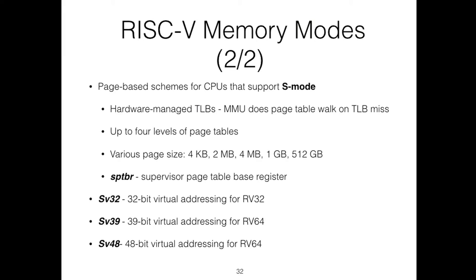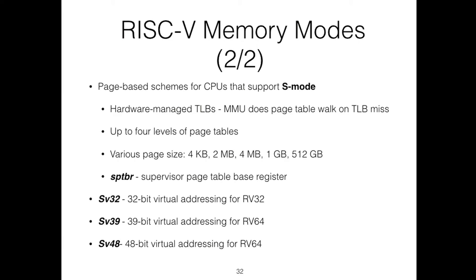On RISC-V, unlike MIPS, you've got a hardware-managed TLB. This means the MMU will do the page table walk on a TLB miss, so you don't have to write a TLB miss handler. There are up to four levels of page tables, and there are various page sizes from 4K all the way up to 512 gigs. So the VM system looks a lot like x86 or ARMv8.